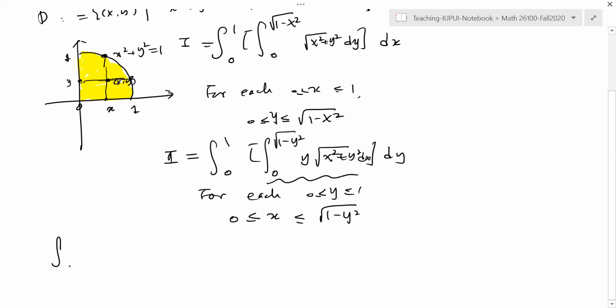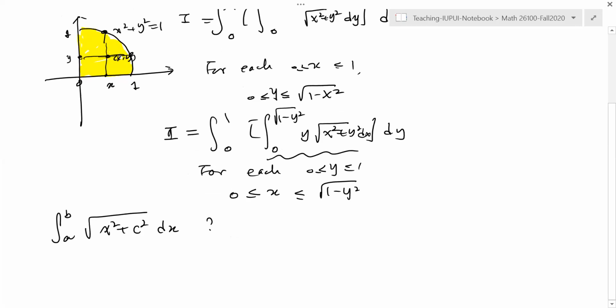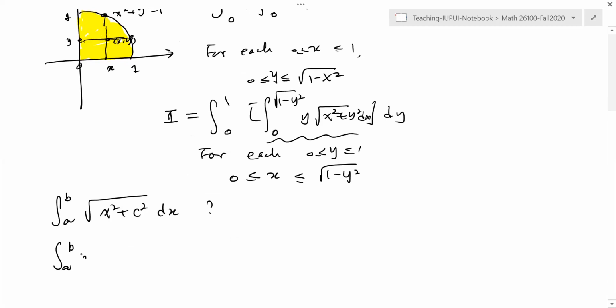The question: how do you evaluate the integral from a to b of square root of x squared plus c squared dx, right? That's my question. So you need to face this problem. It's not easy, but you can evaluate this type of integral by finding an antiderivative using substitution. It's still difficult, but it's easy to see how to do that.